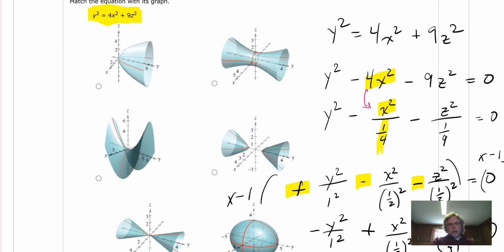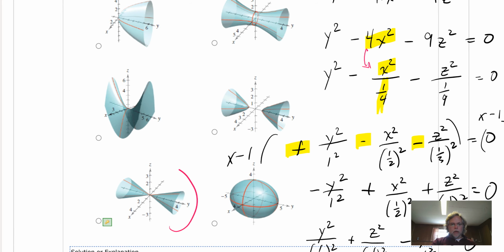And here we are back at the question, which was to match this equation with its graph. We went through all the rigmarole with the equation, and we saw from the table that it should be an elliptic cone, which is this picture.